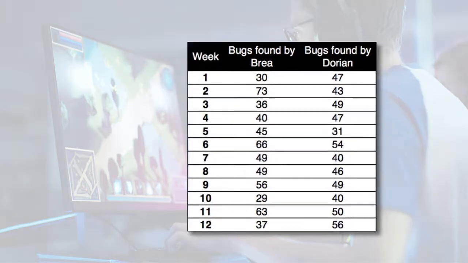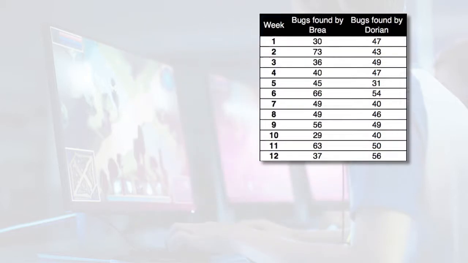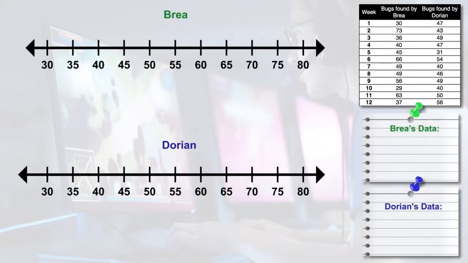Let's look more closely at the chart. There are 2 employees and a list of the number of bugs they each found over a 12-week period. It is difficult to accurately evaluate all of the data when placed in this type of chart. One way we could evaluate the data is to make a line plot or dot plot for each employee. Let's look at Bria first. It will be helpful if we have a dot plot.